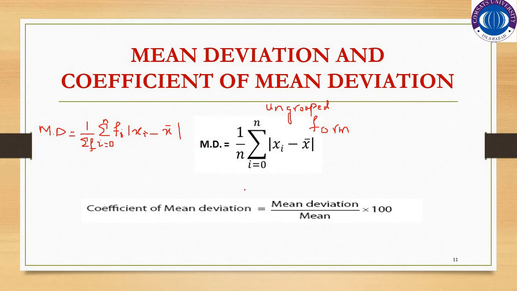And the coefficient of mean deviation: as this is the absolute measure of deviation and units are involved in this, the relative measure of dispersion is needed. This one is the absolute measure of dispersion, and the relative measure of dispersion is calculated from this formula or this formula according to the situation of the data, either grouped or ungrouped. So mean deviation over mean, which is x bar, into 100. This is the way to find out the coefficient of mean deviation, which is the relative measure of dispersion. It means that this is a pure number and units are not involved in this.